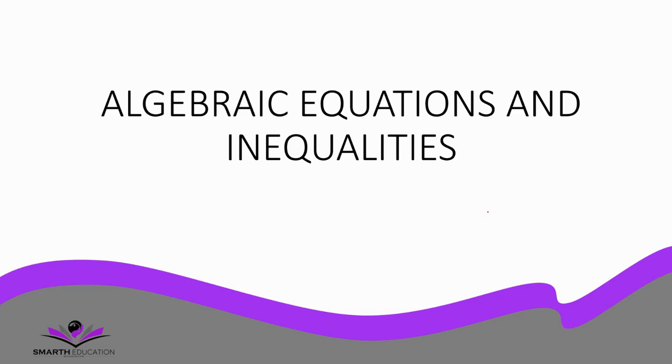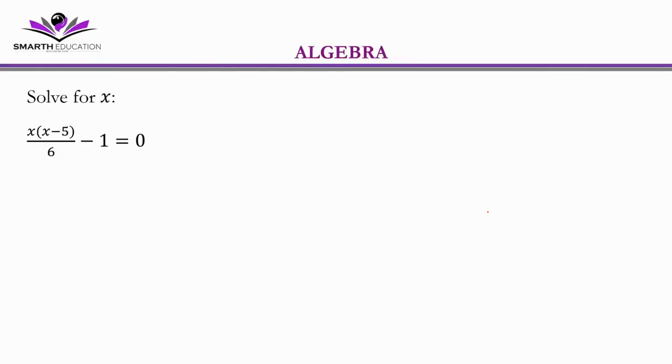Welcome back. Let's do question 331. Solve for x. So this is an equation with fractions, so we need to get rid of the denominator. We have to multiply every term of the equation by the LCD. In this case, the LCD is 6.